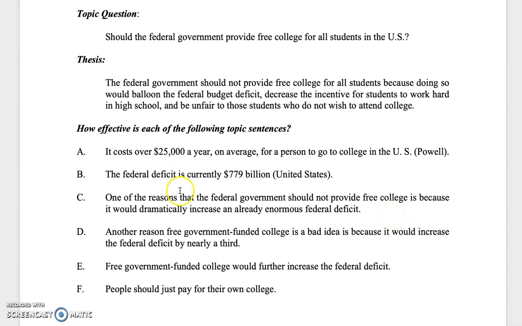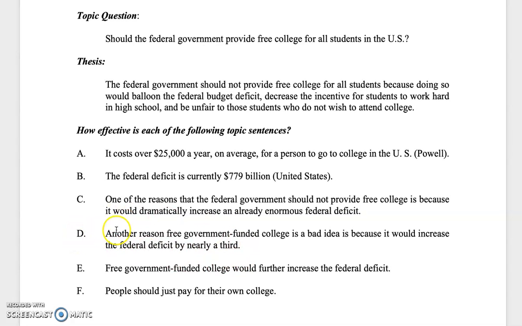All right, looking at D. D is also a good example. It's a similar structure, but it would be for a later body paragraph because instead of saying one of the reasons, it's saying another reason, and then it gives the stance, free government college is a bad idea, and then we have because, and then we have our reasons. It would increase the federal budget deficit by nearly a third. And the reasons here too, I should mention, are nice and specific. Increase the deficit or increase it by a third, a good specific version of the reason, okay?